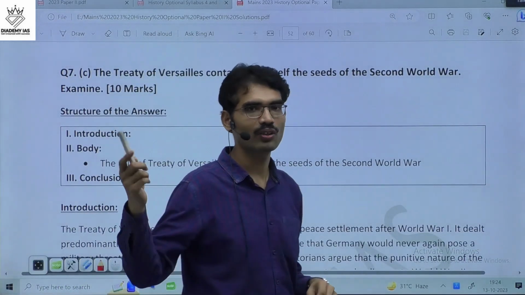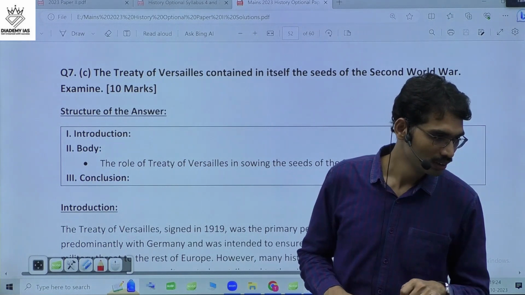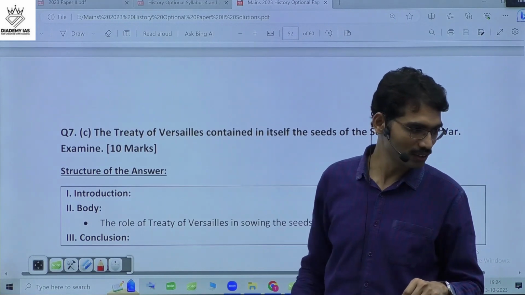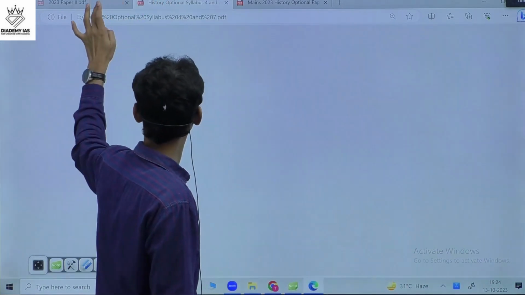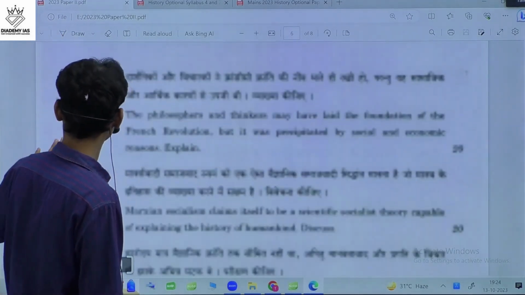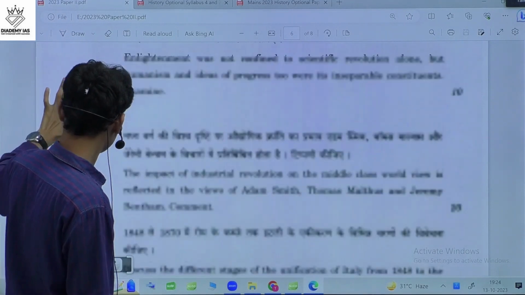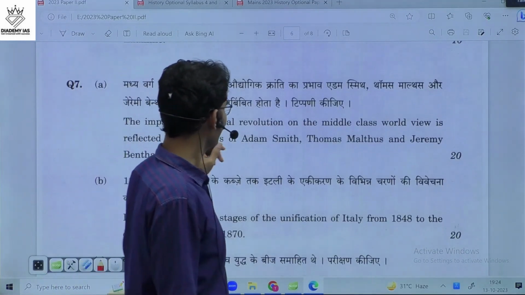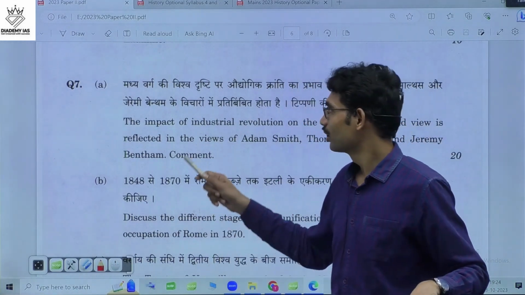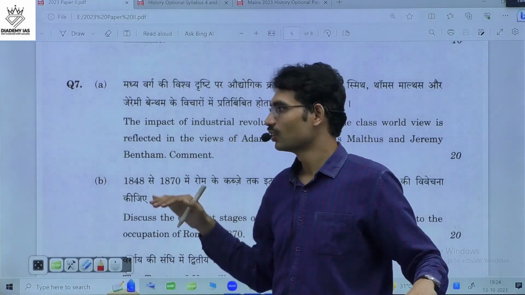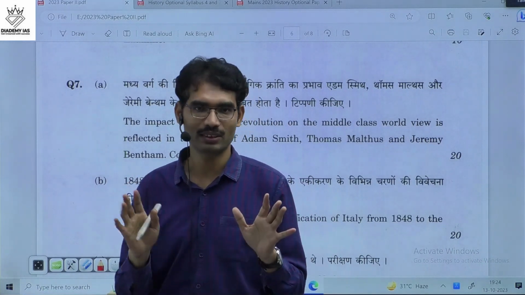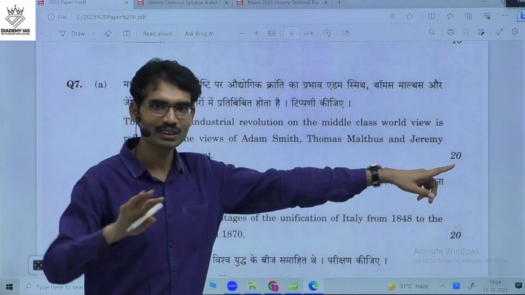Now 7C. It is also one of the easier questions. Source for 7A. What is the question 7A? 7A, impact of revolution. Adam Smith, actually there is no single source, Dinesh. Whatever books we read, we won't find Adam Smith, Thomas Malthus and Jeremy Bentham in a single place. The information is scattered.